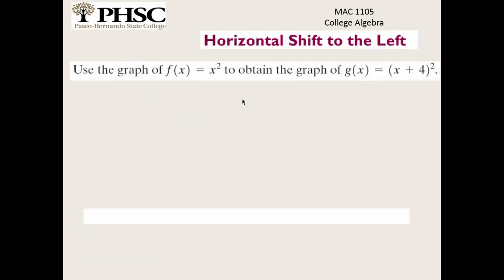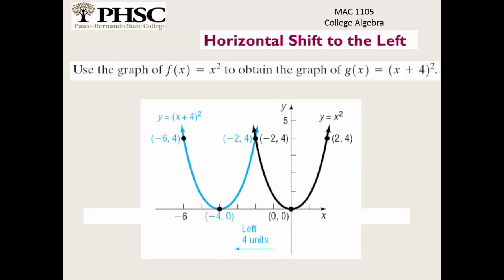So here we have a horizontal shift to the left. The base function f of x equals x squared, and we're going to obtain the function f of x plus 4 squared. So we know that if it's a plus k, we're going to be shifted to the left however many k units it is, right? In this case it's 4. The base function's vertex is at 0, 0, so when we shift it to the left by 4 units, it becomes negative 4, 0.